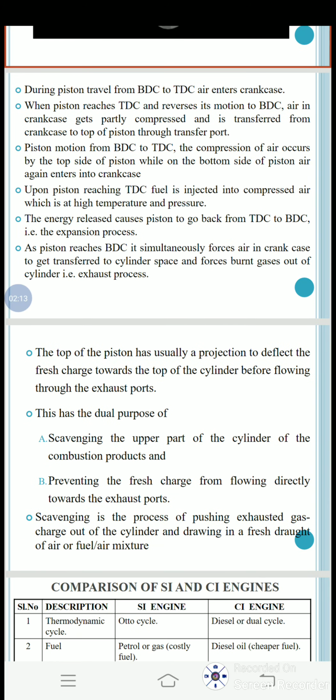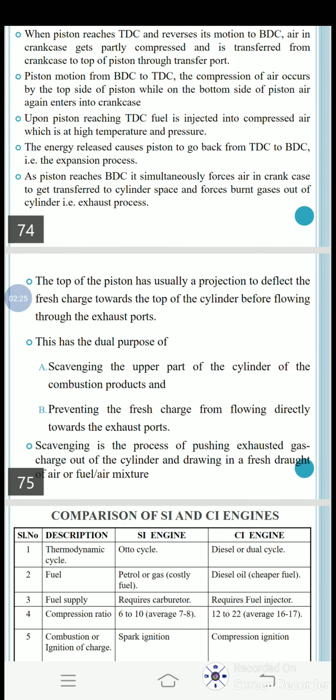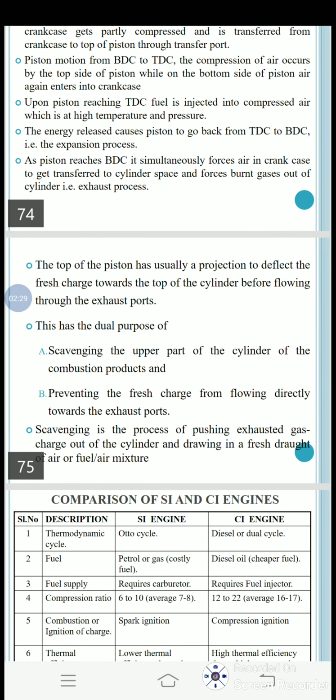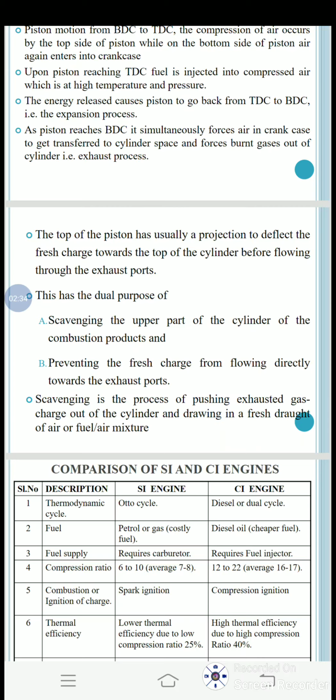The top of the piston usually has a projection to deflect the fresh charge toward the top of the cylinder before flowing through the exhaust port. This has the dual purpose of scavenging the upper part of the cylinder of the combustion products and preventing the fresh charge from flowing directly towards the exhaust port.